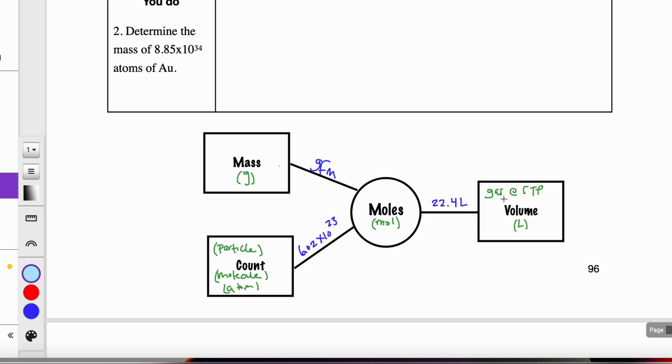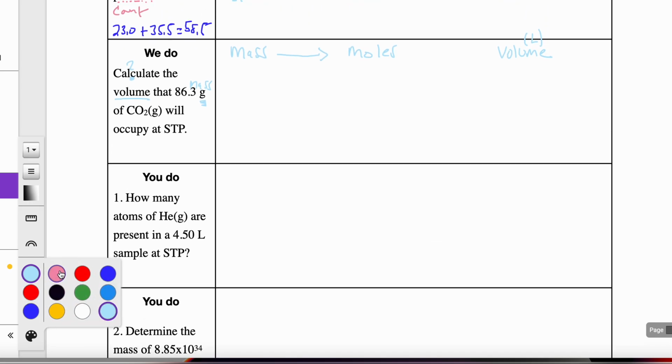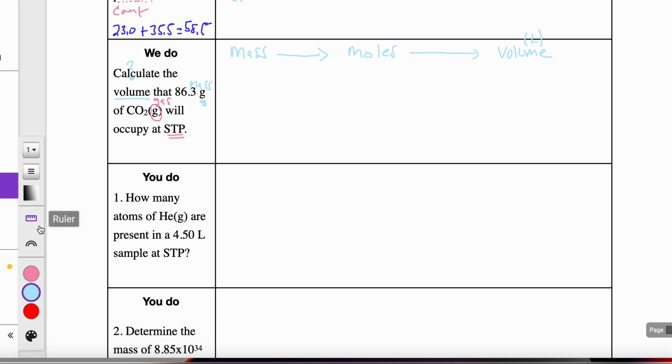But I need to double check. It says a gas at STP. So when I look at the information in the problem, I see that I have a chemical formula, and the formula is tagged with a G, so that means it is a gas, and the gas is being held at STP. So both criteria are being met to go from moles to volume. So moles to volume, we need to have a gas at STP. And according to our problem, we do have that. So we can work through this problem.